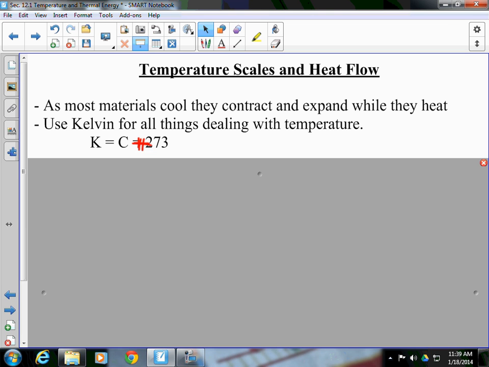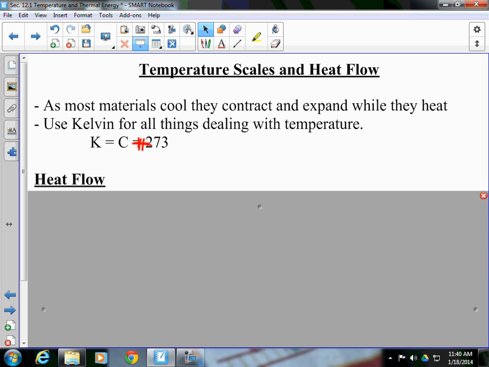And when we talk about heat flow, let's touch on the first top bullet point up there. As most materials cool, they contract, and they expand while they're heated. What's the one anomaly to that? Water. Think about it. What happens to water when it cools? Ice. It expands. Why do you have ice heaves on lakes in the wintertime? So as materials cool, most typically they contract unless you're water or a few other random materials, and they expand while they're heated. And when we convert Kelvin, Kelvin is equal to Celsius plus 273.